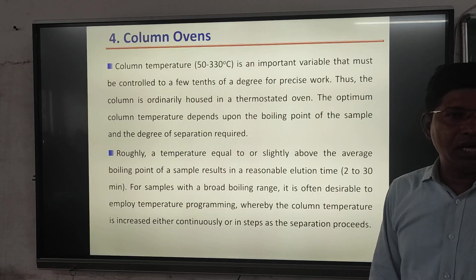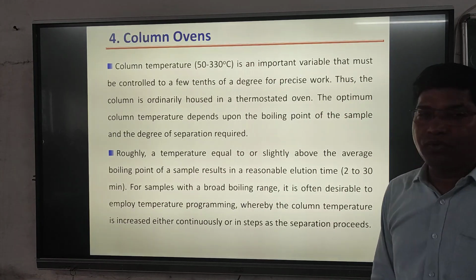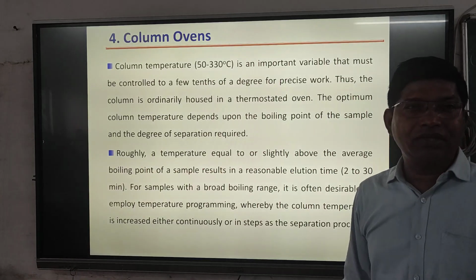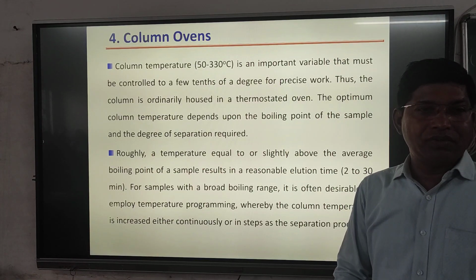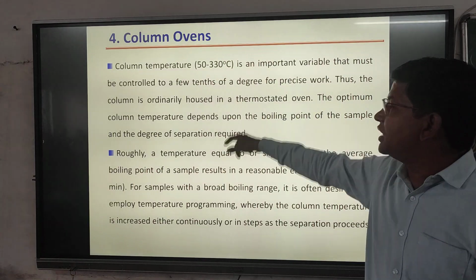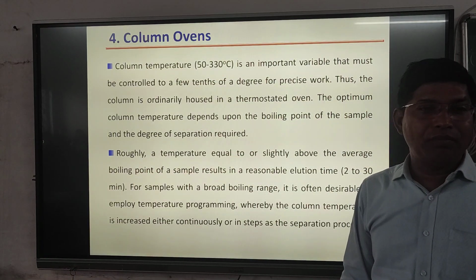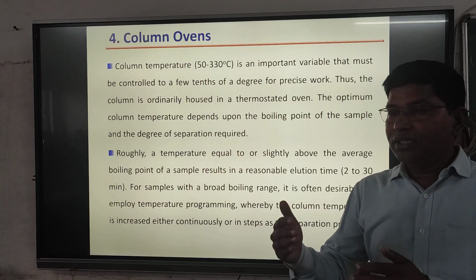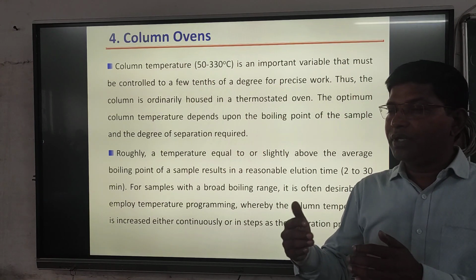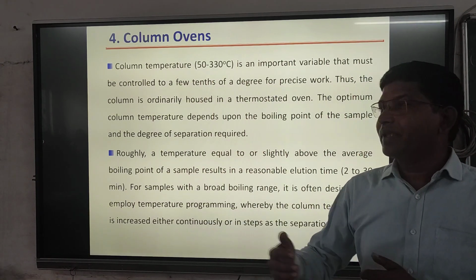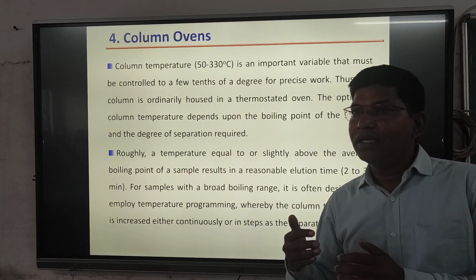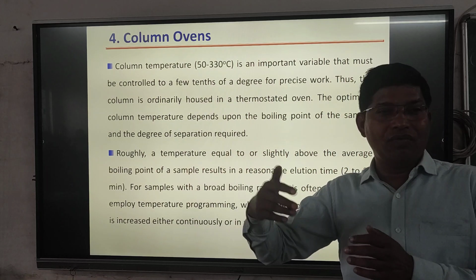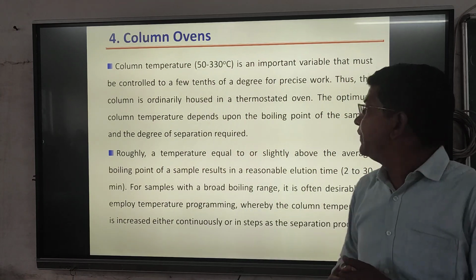So the function of a column oven is to provide temperature to the column. The temperature of that column can be increased from 50 to 330 centigrade. So the column oven temperature is slowly increased. As the temperature is increased, your compounds become volatile.